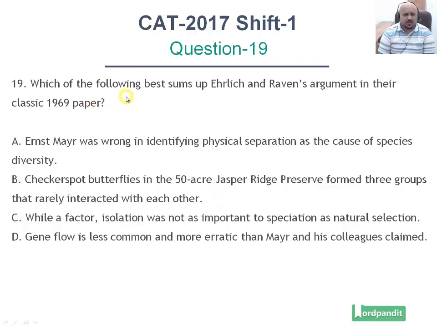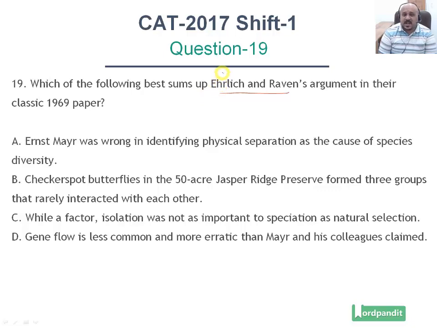In this video we've got a super interesting question. The question is, which one of the following best sums up Ehrlich and Raven's argument in the classic 1969 paper? This is a passage which was based on speciation. It talked about Ernst Mayr and his theory and what Ehrlich and Raven countered it with. So this was what the passage was about.